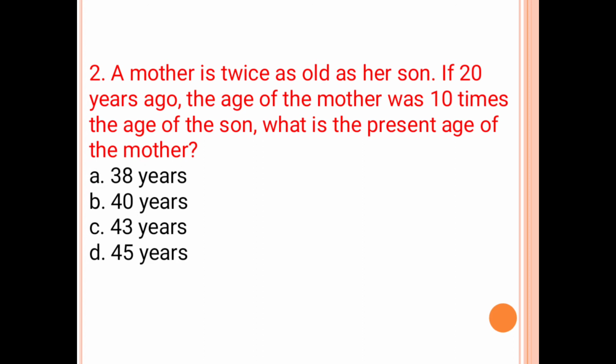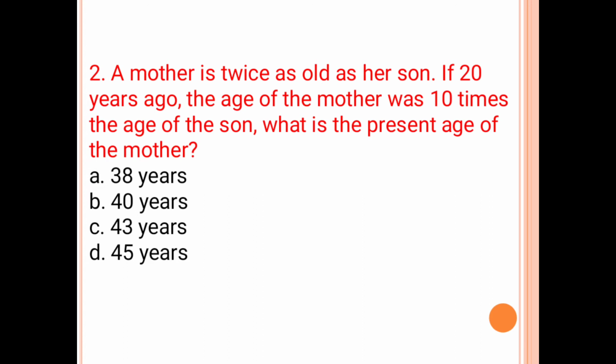If you double the son's age, it should equal the current age of the mother. So 22.3 times 2 is 44.6. That is also not equal to 43. Okay, now we can go for the last option, D.